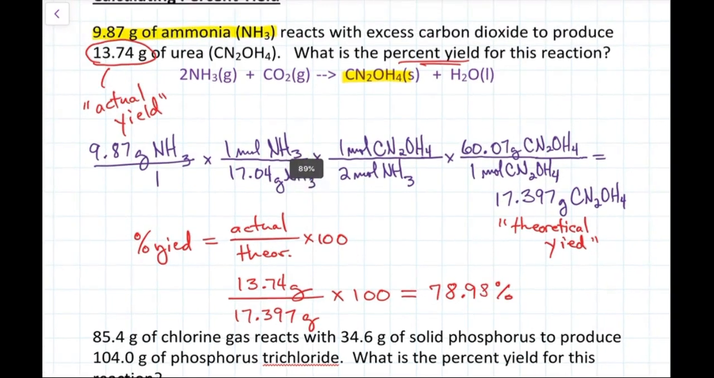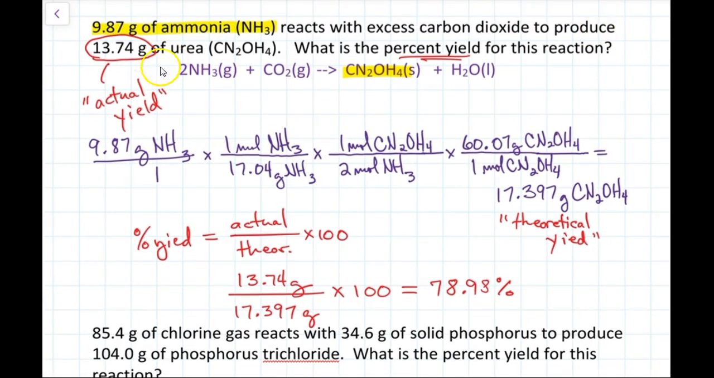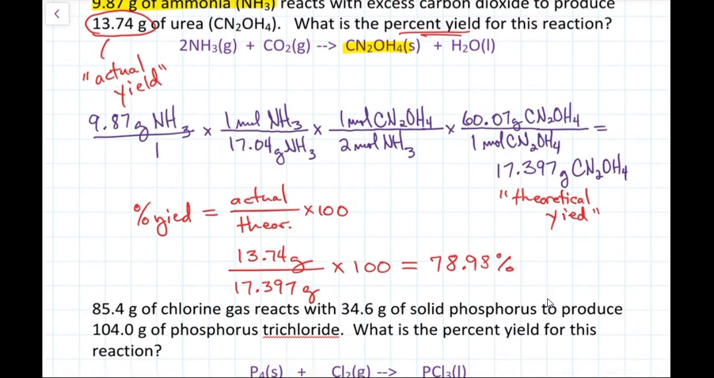Looking back at my original problem, I'm limited to 3 significant figures by the number 9.87. So 79.0% would be my percent yield. So I made 79% of what I was supposed to.